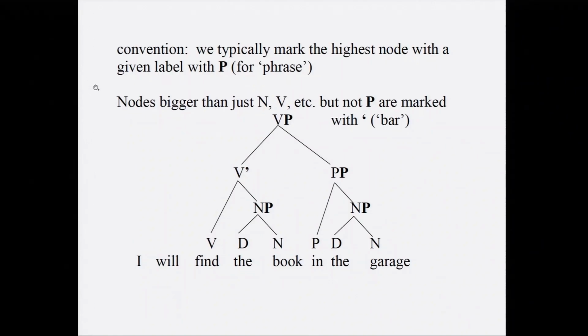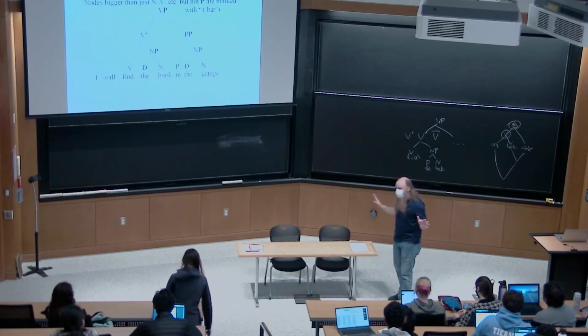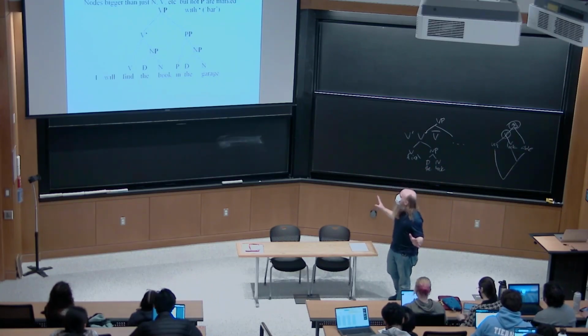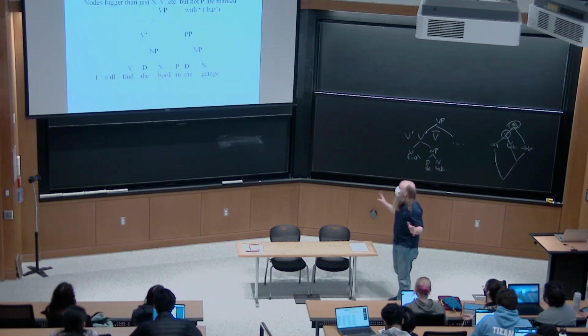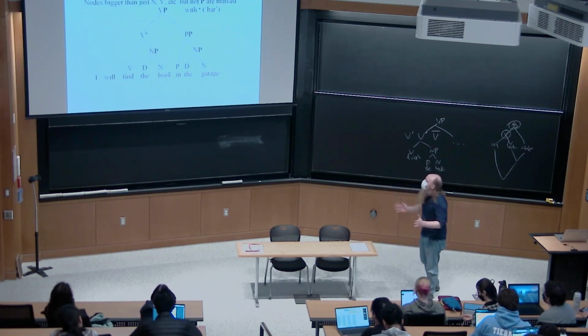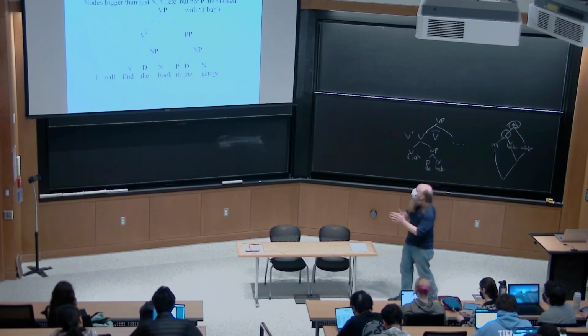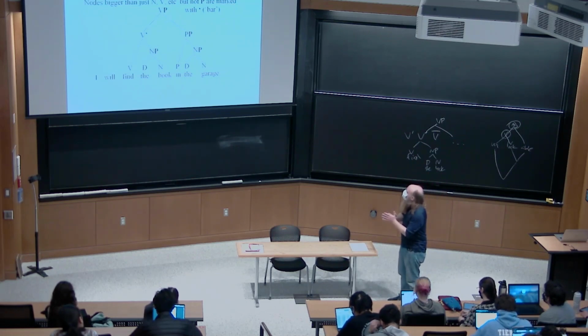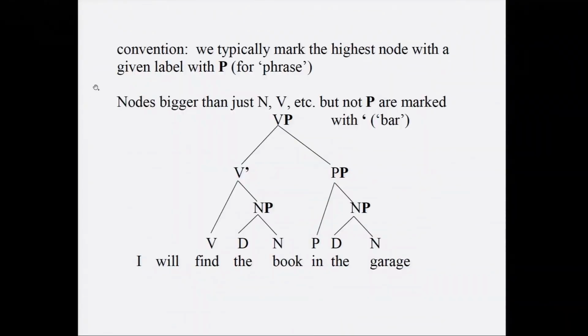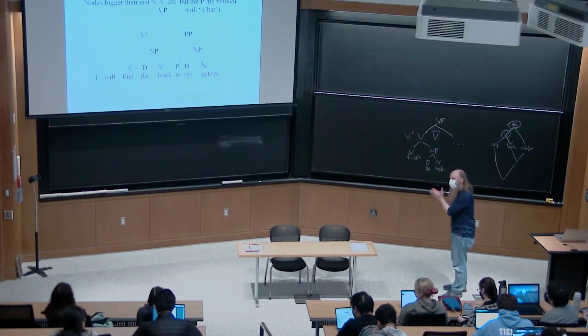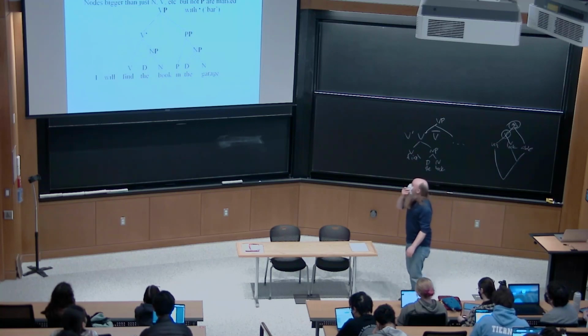So if this sentence ended with find the book, if it were I will find the book, then find the book would be a verb phrase, yes. Phrase is just the name for the highest thing with that label. Right? So just like in the book, the book is a noun phrase. And book is not a noun phrase, it's just an N. So there are places where you don't get a bar just because you only have two things with that label. You just get the N, and then there's the NP.